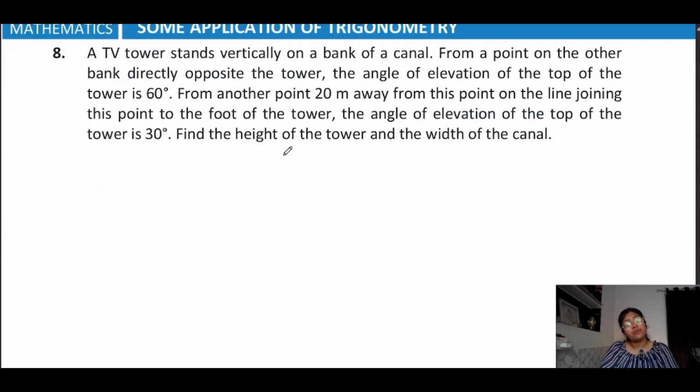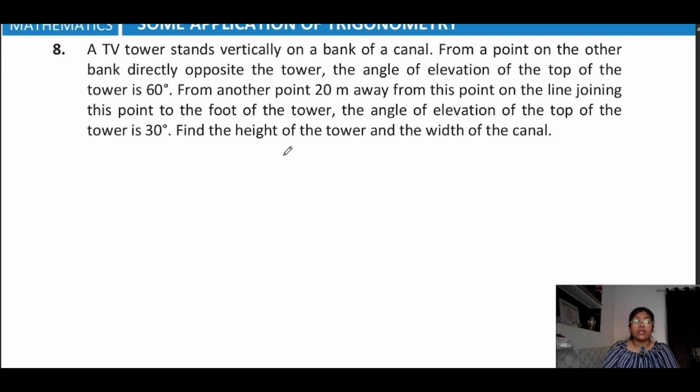Next. A TV tower stands vertically on a bank of a canal. This is the TV tower. This is the first bank. This is another bank.